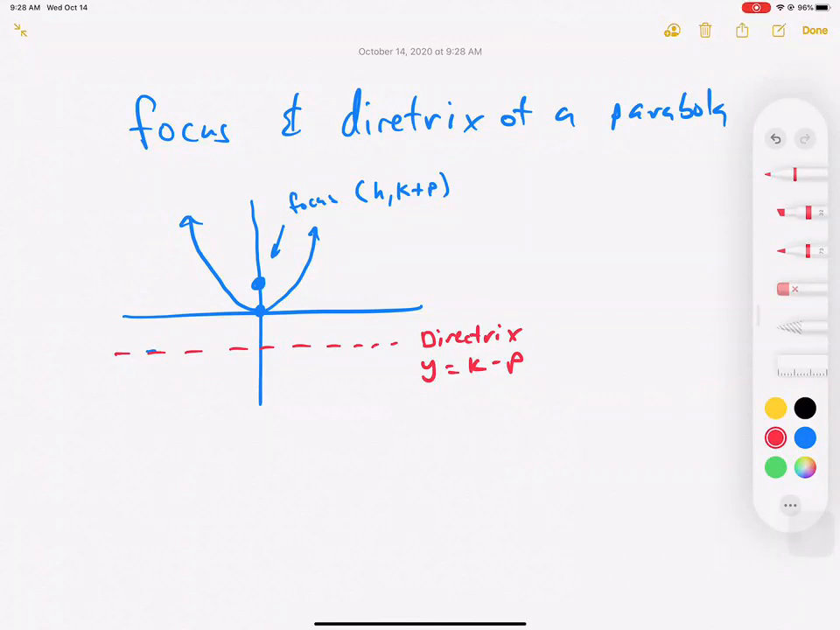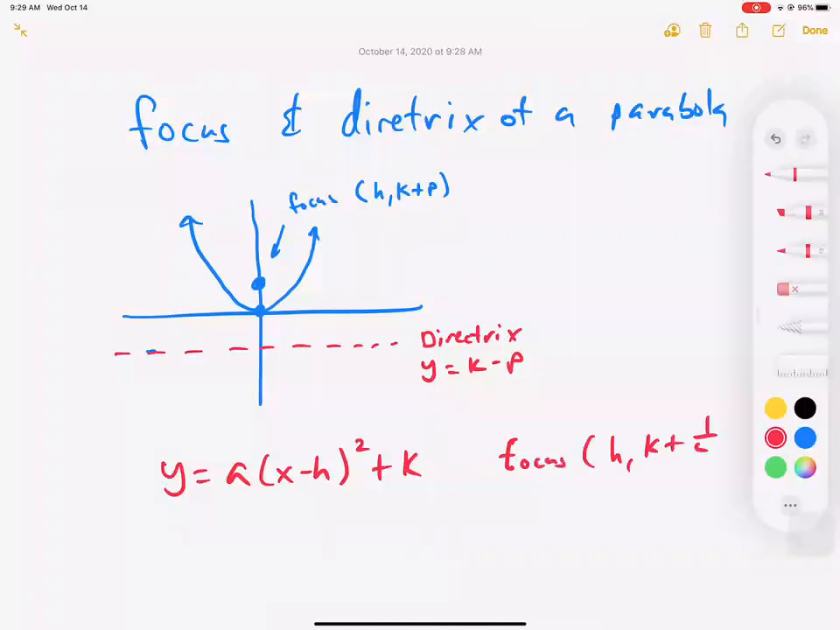Okay. So the way this formula is set up, it's not super hard. The hard part is memorizing it. So we have this formula for parabolas: y is equal to a times (x minus h) squared plus k. So one fast way of writing it, the focus is going to be h comma k plus 1 over 4a.